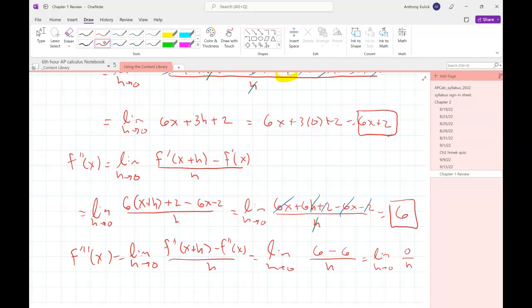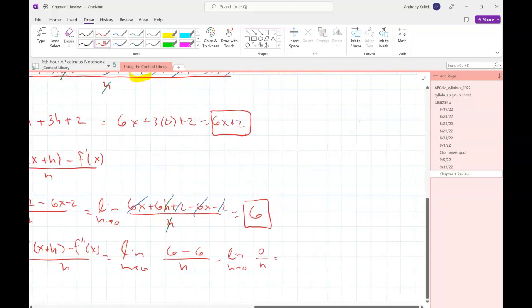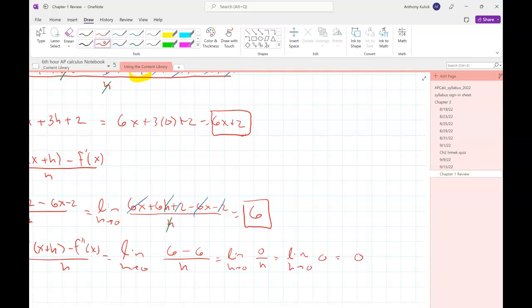So I have 0 over h, which is just 0. And if I evaluate the limit of a constant, it's just a constant. I think I kept trying to do my substitution. Yeah, if you try to direct sub here, you get indeterminate. You have to reduce that fraction first before doing the limit, right? Because 0 over h is 0. So we're good there.